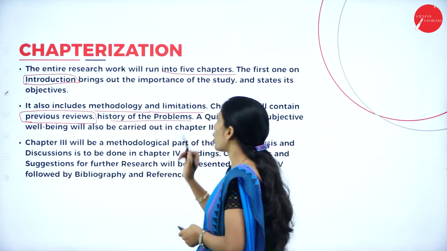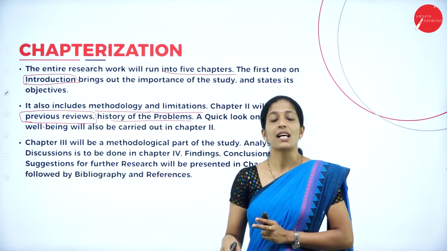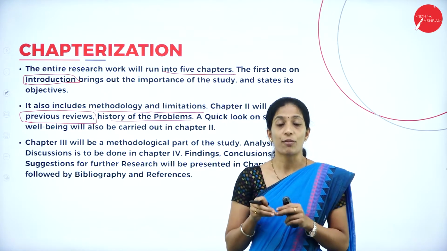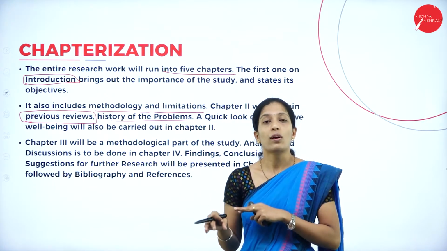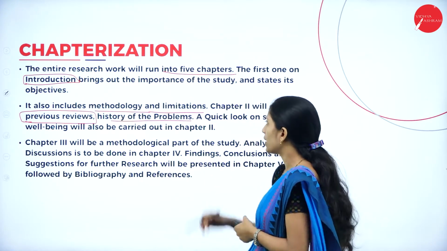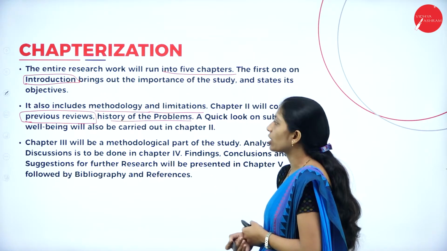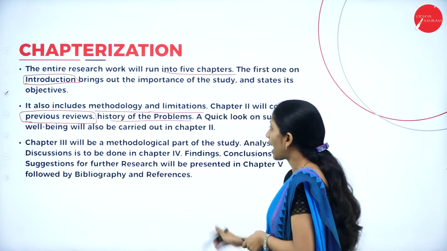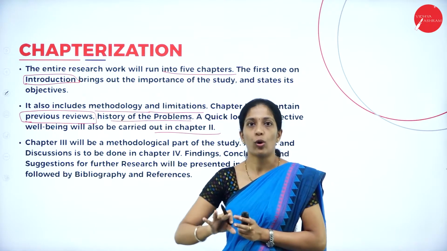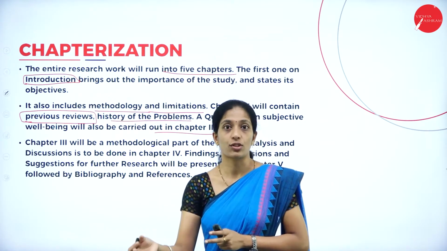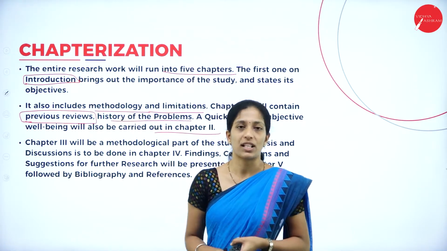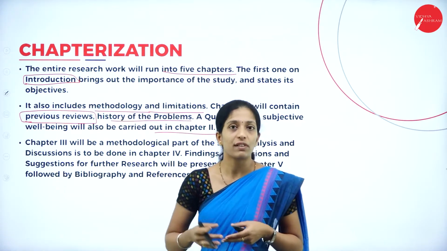History of the problems. It might contain the history of the problem the researcher is going to solve. What history the problem had has to be included here. A quick look at subjective well-being will also be carried out in chapter 2. A quick glance at the whole contents, what the researcher is going to study and what studies have already been made by other researchers. He is going to review that.